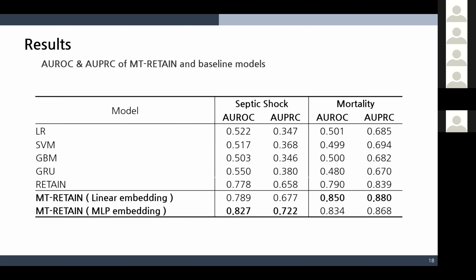MT Retain, whether the embedding layer was linear or nonlinear, had higher performance than when Retain was trained on each task separately. The linear embedding version of MT Retain had the highest performance for mortality prediction with AURC of 0.850 and AUPRC of 0.880, and the MLP embedding version of MT Retain had the highest performance for septic shock prediction with AURC of 0.827 and AUPRC of 0.722.